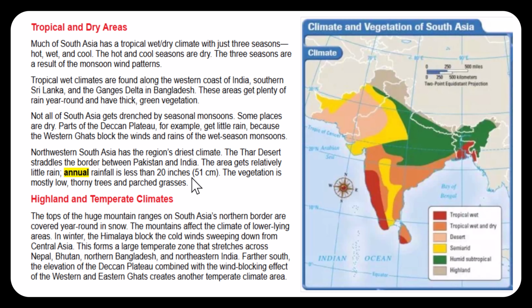Highland and temperate climates. The tops of the huge mountain ranges on South Asia's northern border are covered year-round in snow. The mountains affect the climate of lower-lying areas. In winter, the Himalaya block the cold winds sweeping down from Central Asia. This forms a large temperate zone that stretches across Nepal, Bhutan, northern Bangladesh, and northeastern India. Farther south, the elevation of the Deccan Plateau, combined with the wind-blocking effect of the western and eastern Ghats, creates another temperate climate area. And question 26. What causes the three seasons of South Asia? The monsoon wind patterns.